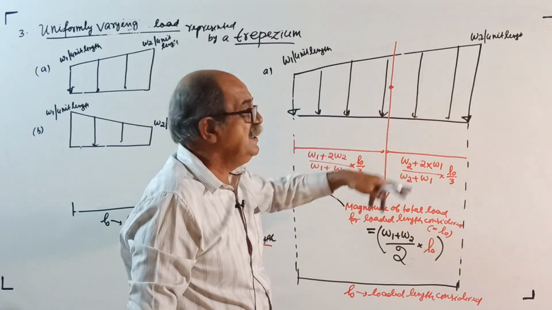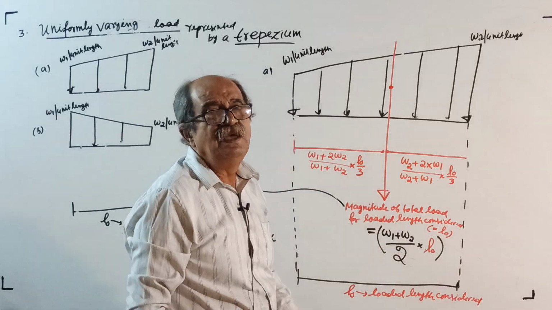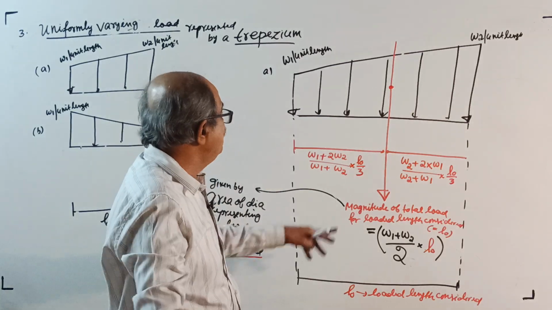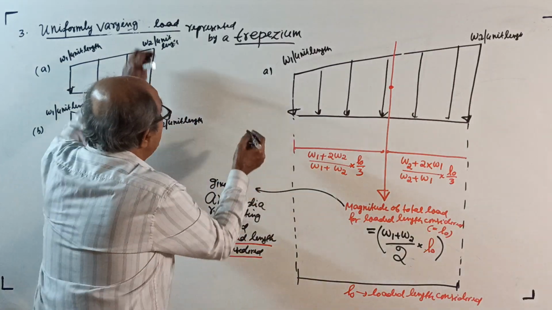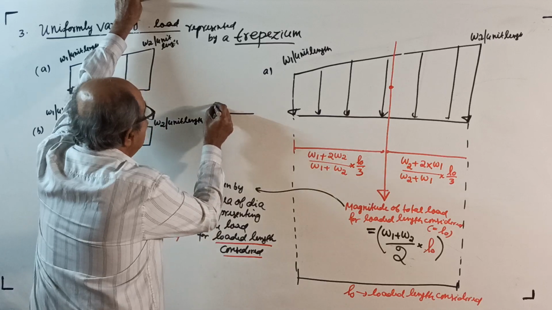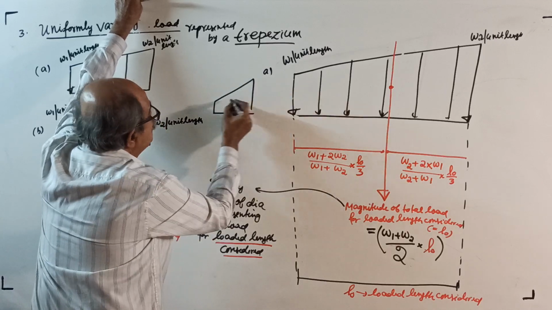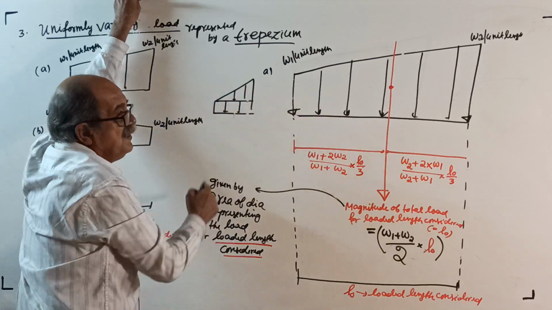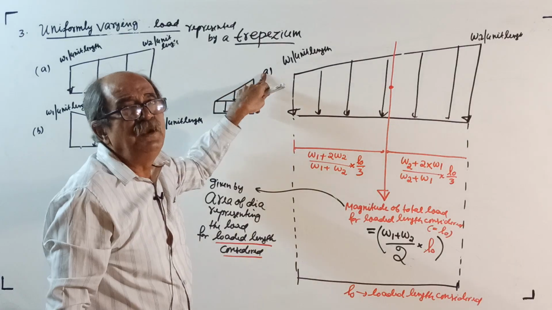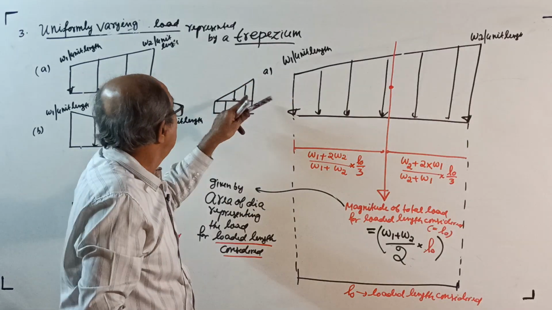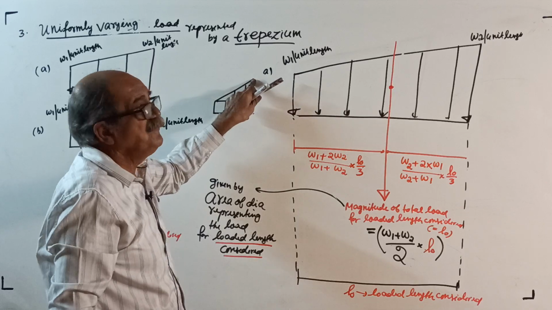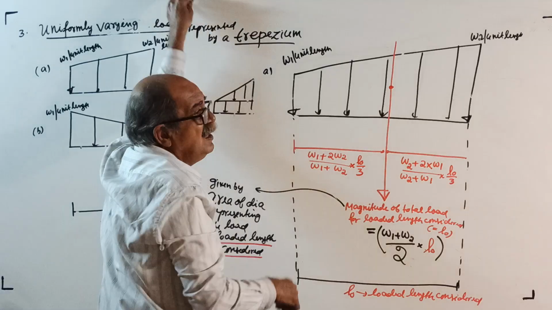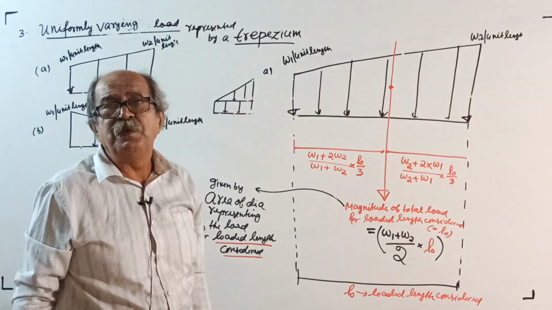For those who find difficulty, there is no problem with the area: sum of the two parallel sides divided by 2 into the distance between them. But for this confusion, I will give a remedy. You can replace this one by a rectangle and a right angle triangle, that is one UDL and one UVL represented by a triangle. Here the UDL is constant, and the UVL is maximum on this side. This will be your W2 minus W1. All this I will explain when I go to part 2, part 3, part 4.